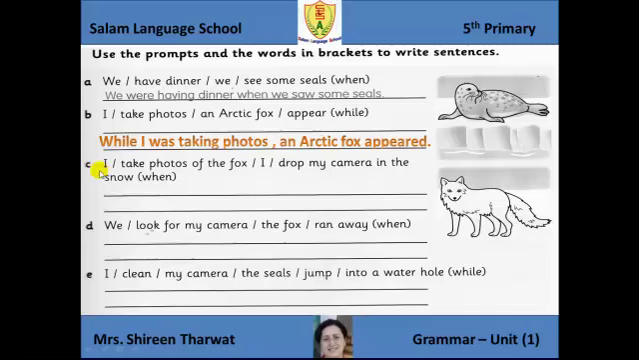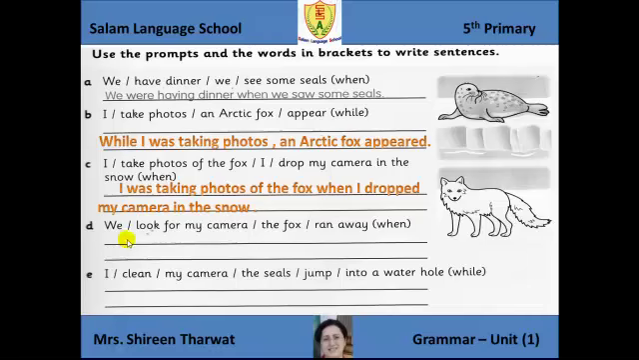Sentence C. We have I take photos of the fox. I drop my camera in the snow. Use when. Here we started with the past continuous and we put when in the middle of the sentence. I was taking photos of the fox when I dropped my camera in the snow. Here is the first action, and after when we put the second action in the past simple.